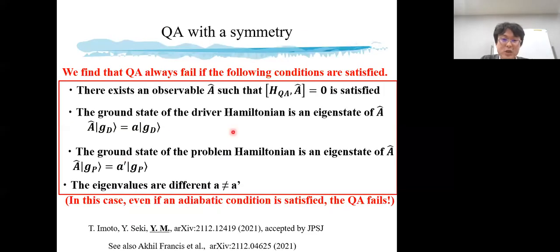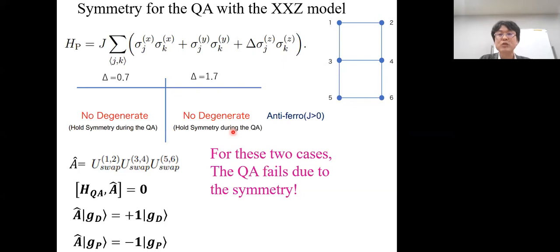So these conditions are satisfied. So quantum annealing for these cases can never be successful due to the symmetry. Of course, we want to try our best to make quantum annealing successful, but in this case, quantum annealing always fails. So how do we overcome this problem?